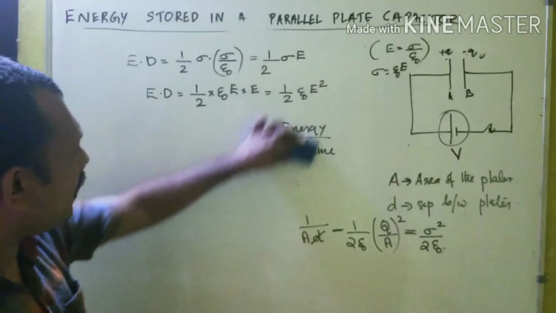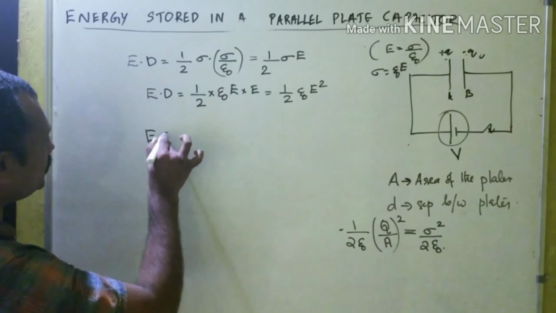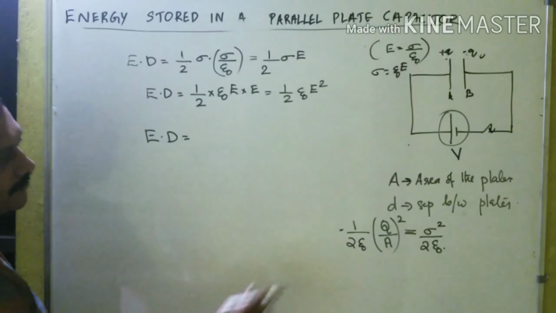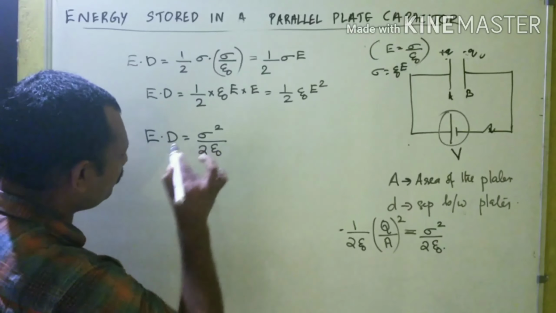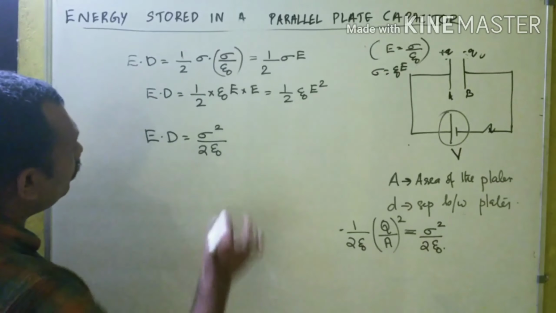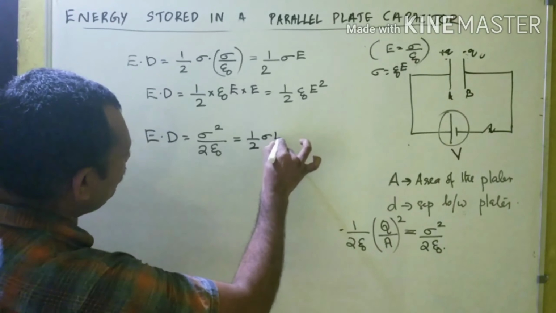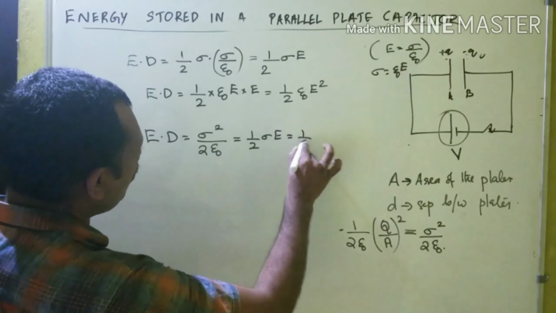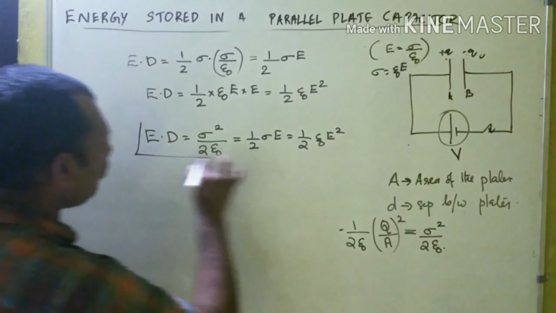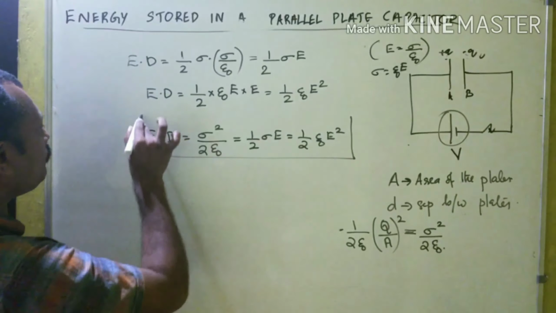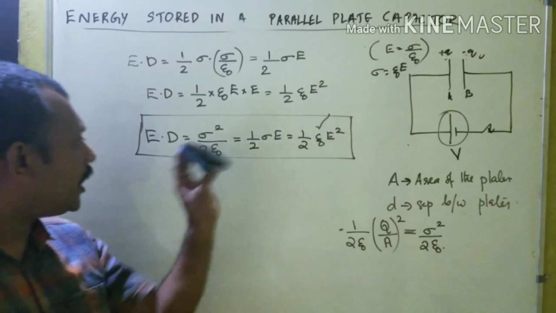That means I will conclude my discussion by writing the formula for energy densities together. We have three formulas. First one is sigma square divided by 2 epsilon 0. The other one is half into sigma E. The third one is half epsilon 0 E square. Among the three formulas, the one which you will find more in the textbooks is the third one. But these two also are helpful.